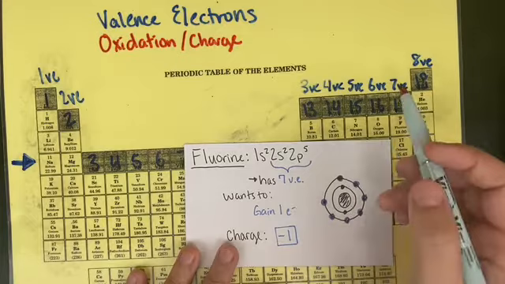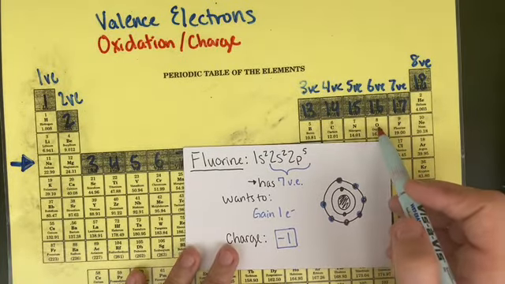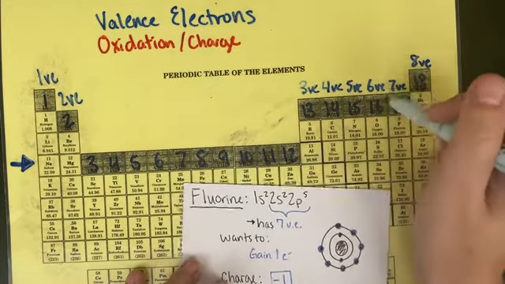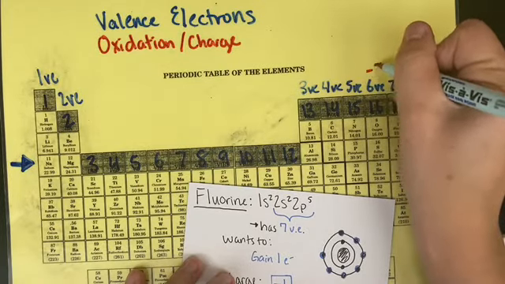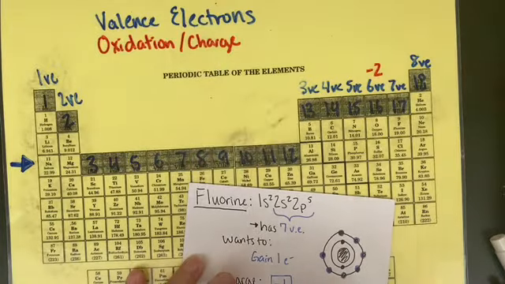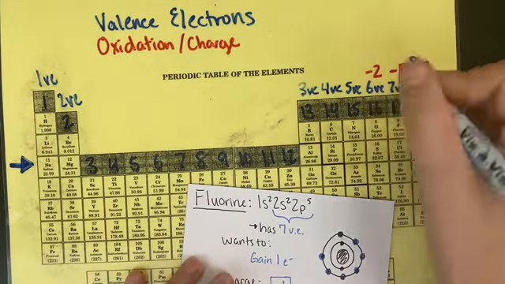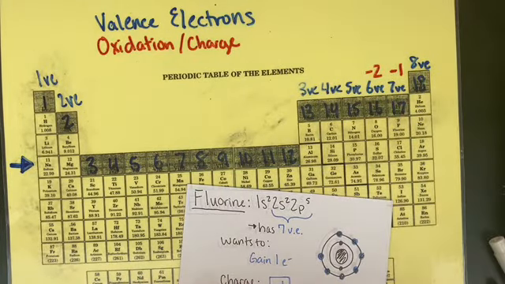So we said oxygen wanted to gain 2 electrons, which made oxygen have a -2 charge. So remember, if all of the atoms in this group have 6 valence electrons, that means they're all going to want to gain 2 electrons. So they should all have a charge or oxidation state of -2. And fluorine, we said, was -1. So all of the atoms in that group should have a charge of -1.